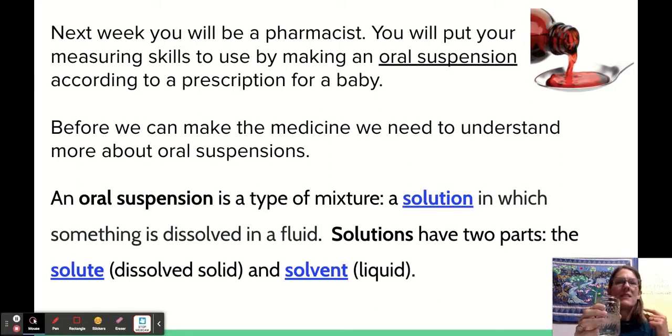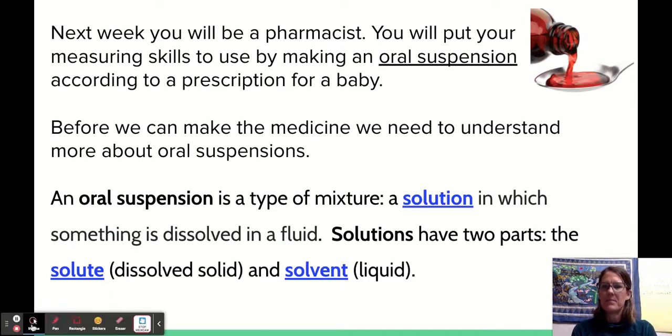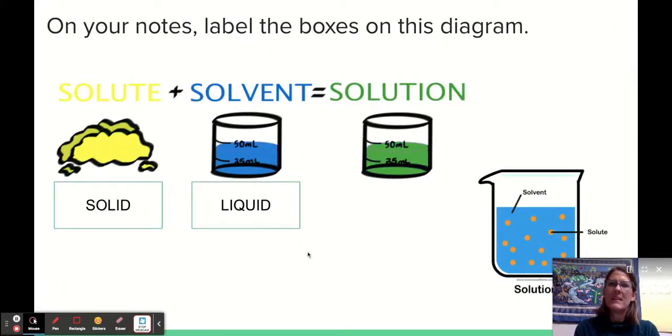Now salt sounds a lot like that word solute. So solute and salt sound alike. Salt is a good example of a solute. And any solid that's dissolved in a liquid is called a solute. And the liquid is the solvent. So on your notes, label the boxes that are on this diagram. The solute, again, is the solid, and the solvent is the liquid, and the solution then is when the two are together.